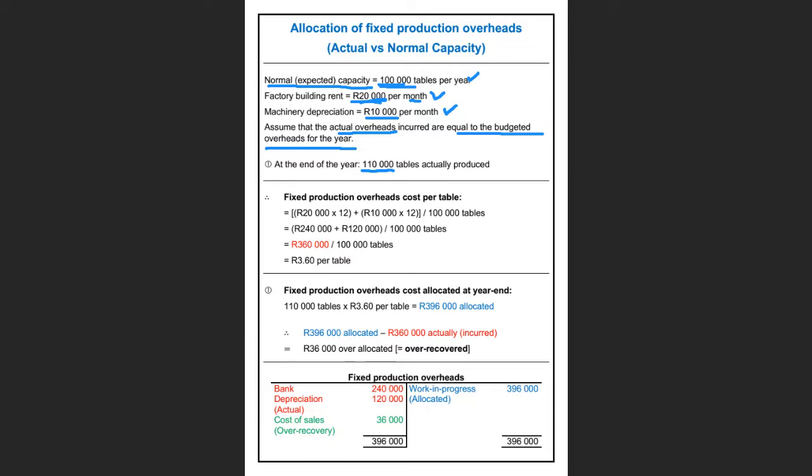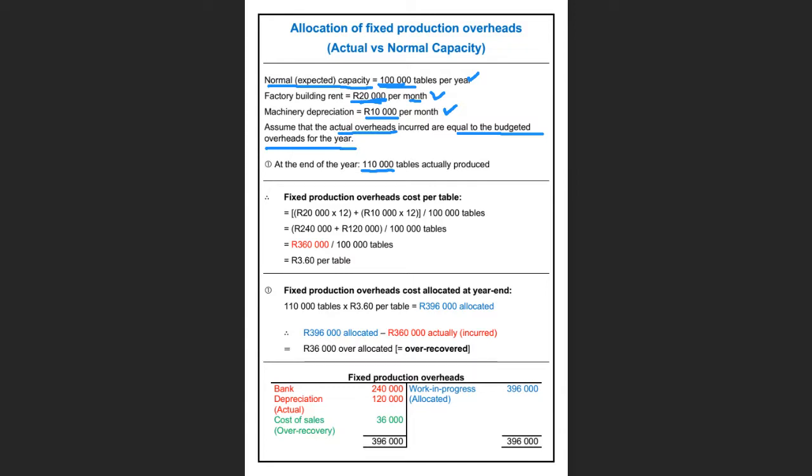Remember what we said in our previous example? We said we can tell by just looking at the question if it's going to be an over or under recovery. Everyone is saying over, over, over. That's correct. It's going to be an over recovery. But what does that over recovery journal look like?